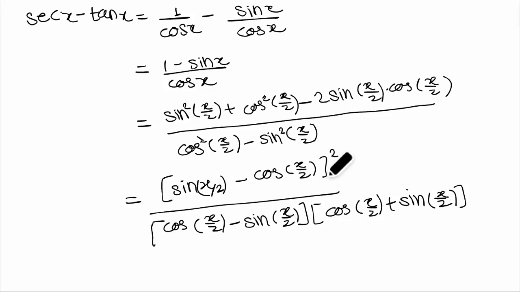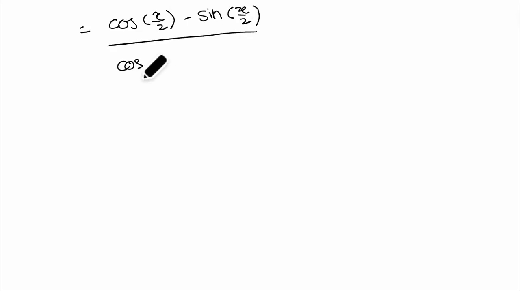So can we simplify anything? The numerator can be written as (cos x by 2 minus sin x by 2) squared also. So one bracket is cancelled, and the remaining numerator is cos x by 2 minus sin x by 2. In the denominator, cos x by 2 plus sin x by 2.